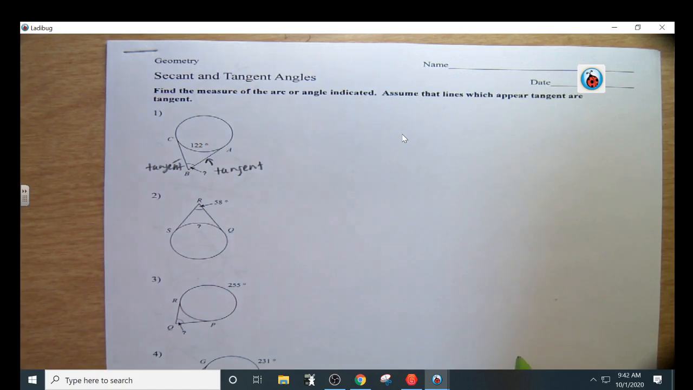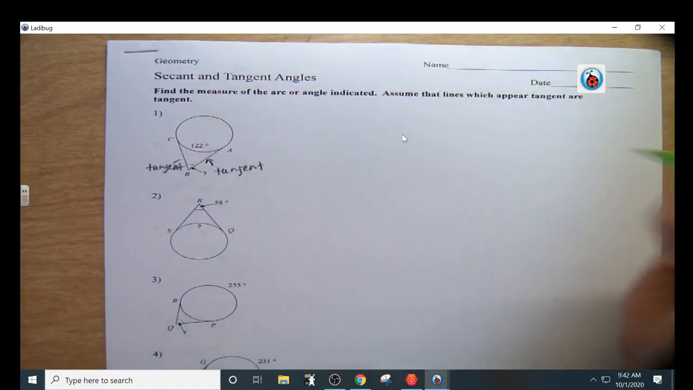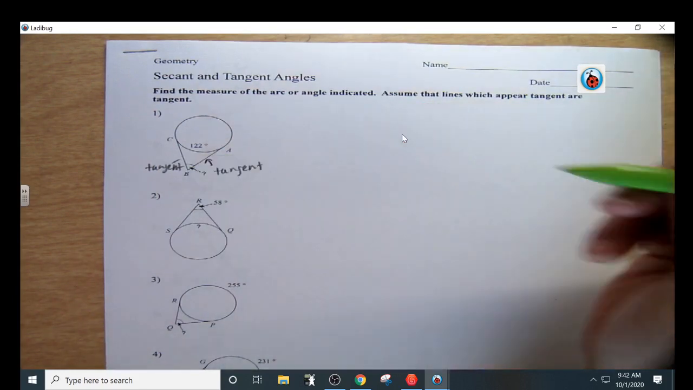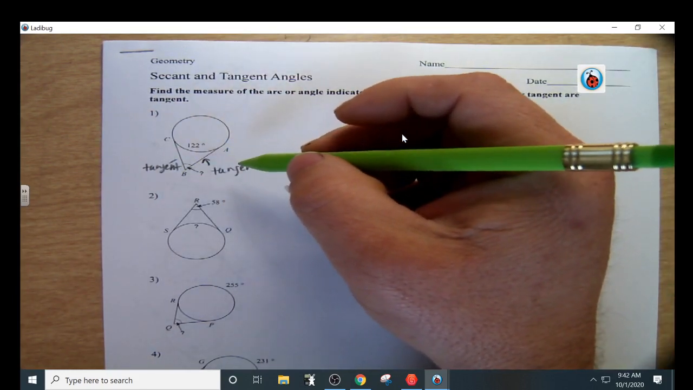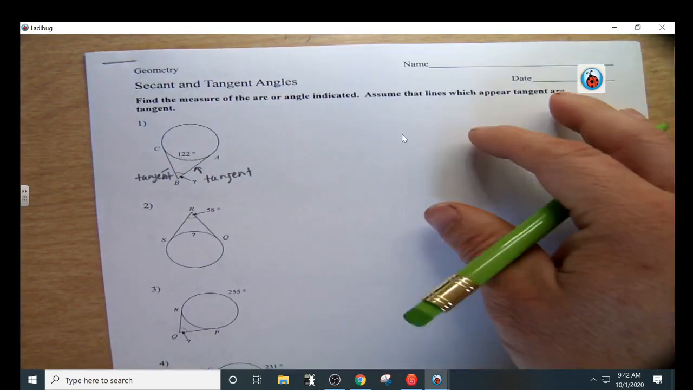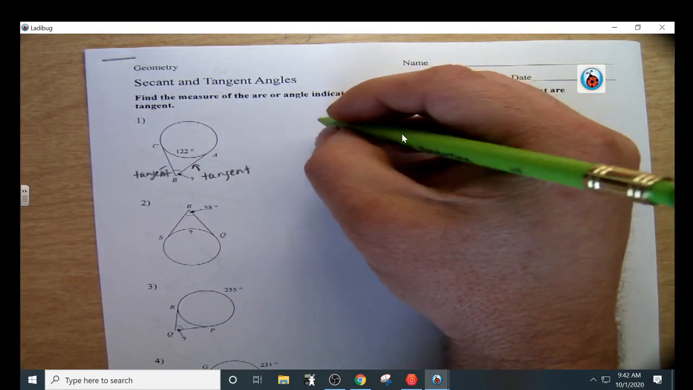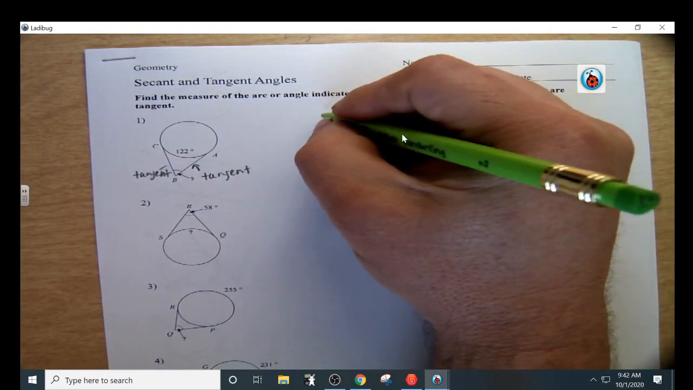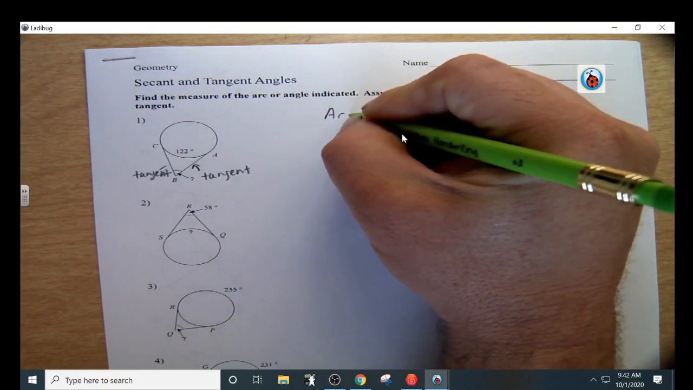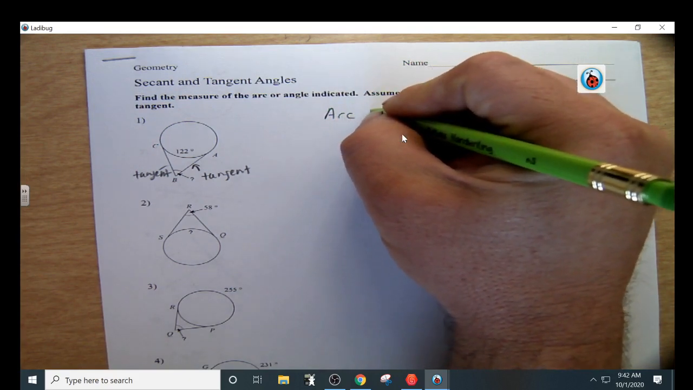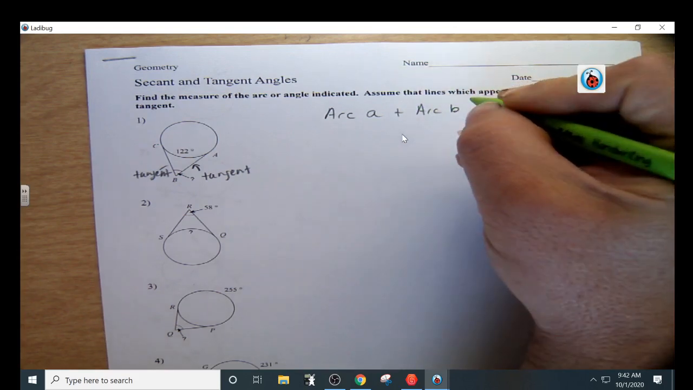Okay, so guys, on this particular one, what you're trying to find is angle B. So you've got two tangent lines making an outside angle. Now, for any exterior angle, here is your formula. Now I'm going to label arc A and arc B here in just a sec.